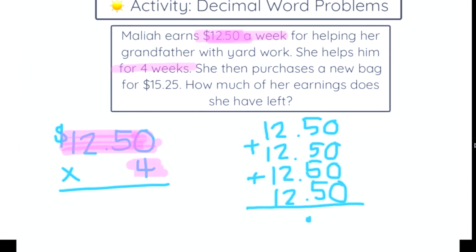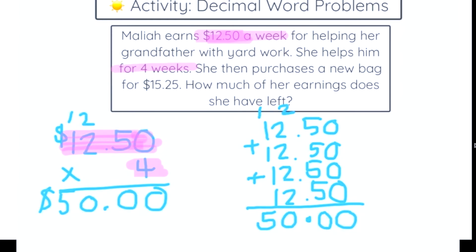Now, either strategy that you use will give you the same answer. And when you get that answer, you need to remember that you're still not done. Once you get that answer, whether it's the sum or the product, you're going to go back to the problem and think about what you need to do next. So as you can see, using both strategies, I got $50. So Malia earned $50 over that 4 weeks. But that's not the end of my problem.